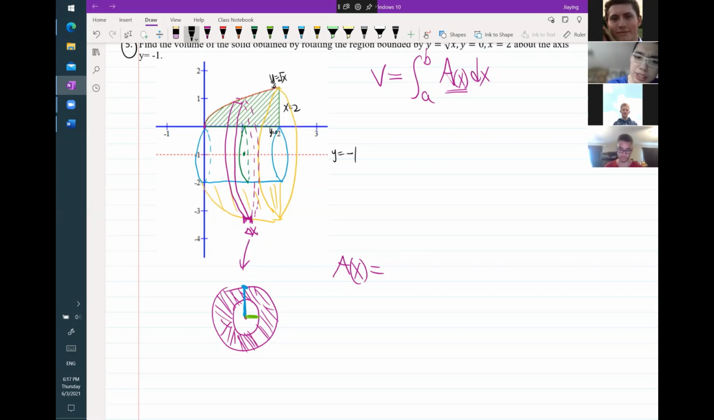So that's a pi times the large radius. I'm going to call it R1. So that's the large radius. And the smaller radius, I'm going to call it R2. So pi R1 squared minus pi R2 squared. We can take out a pi. So pi times (R1 squared minus R2 squared). So that will give me the area that I'm looking for, the cross-sectional area.